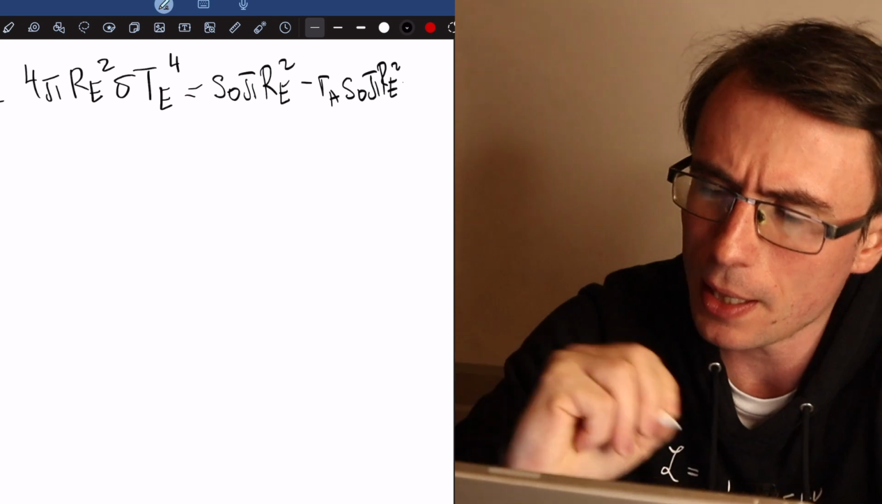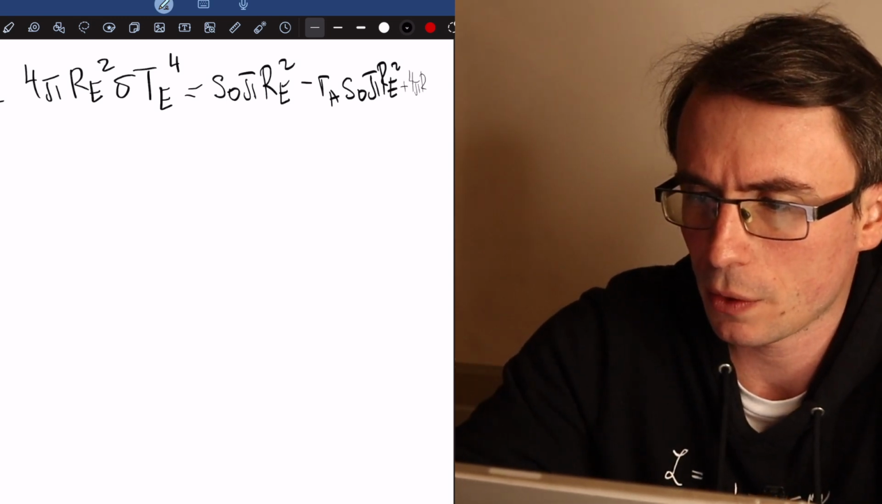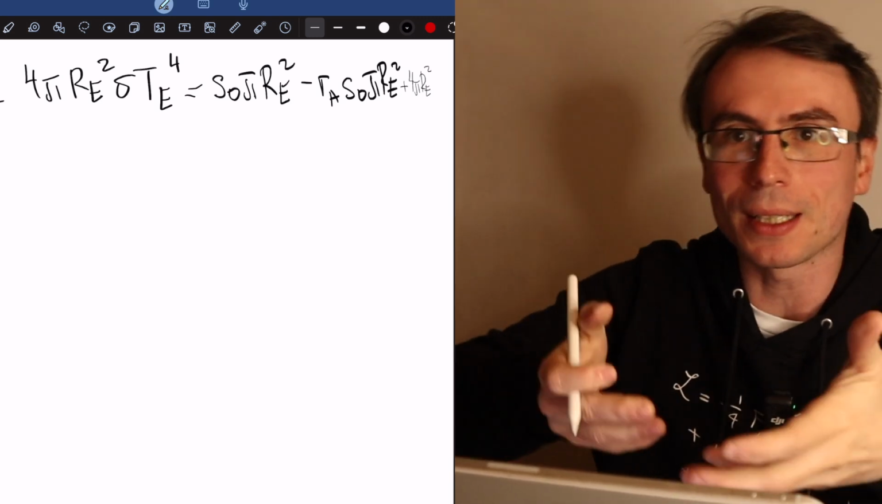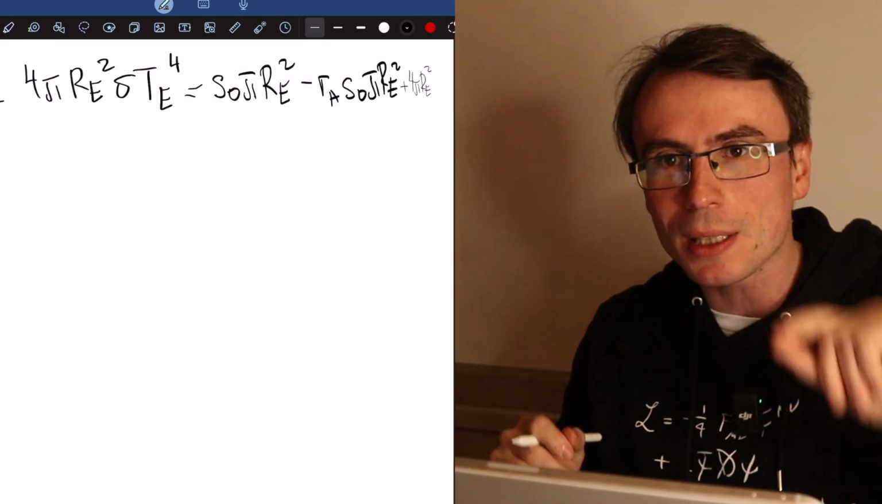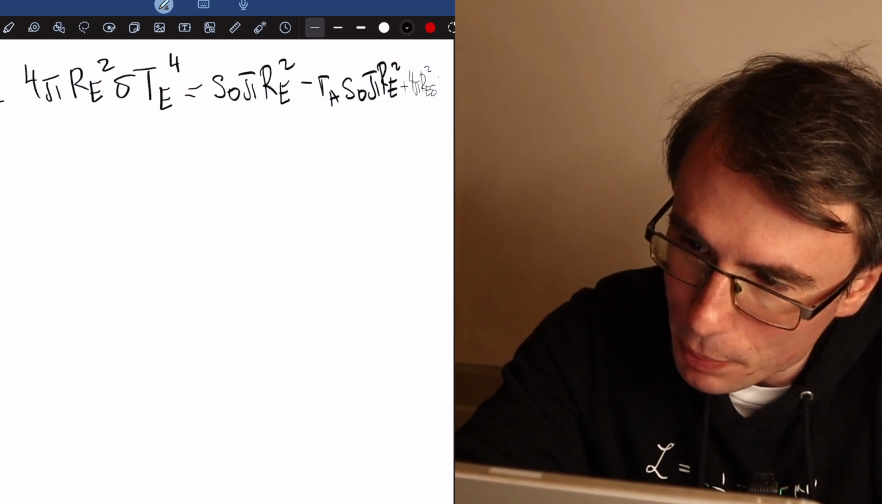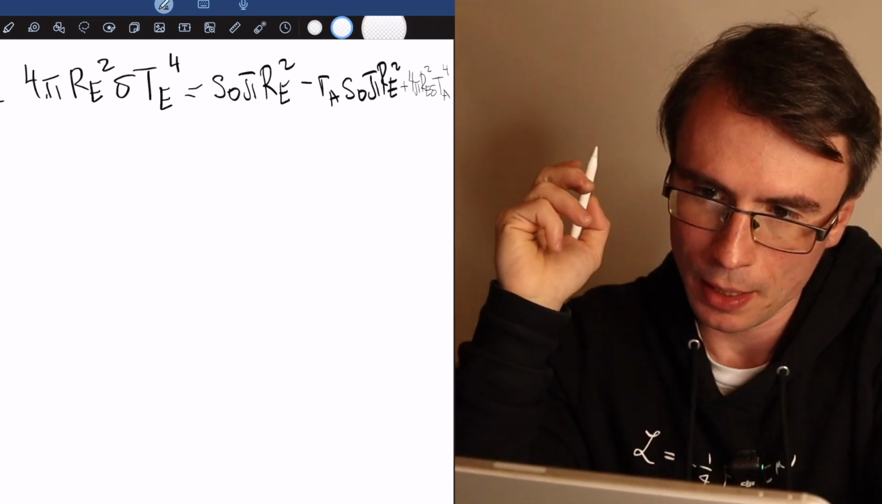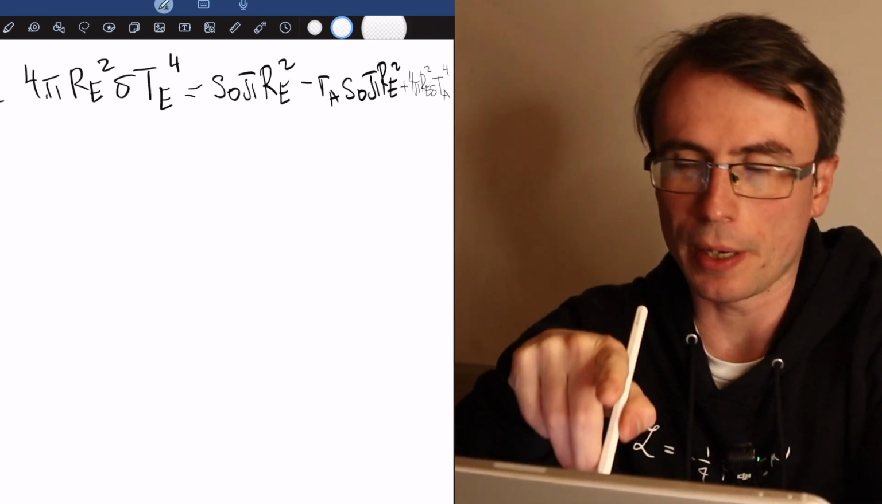So it's going to be plus 4 pi RE squared, assuming that the atmosphere has the same radius as the Earth. In fact, it's going to be a little bit bigger. And then Stefan Boltzmann's constant, and then the temperature of the atmosphere raised to the power 4. This here is the temperature balance for the Earth.